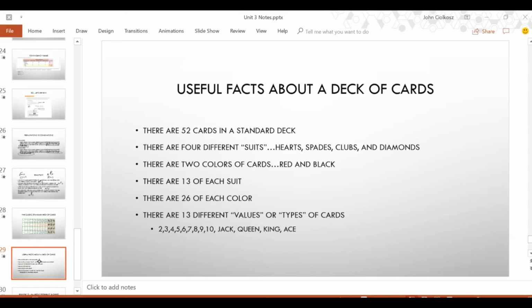There are 13 of each suit, those are the rows we talked about. There's 13 each row. There are 26 of each color, so that involves adding them, 13 and 13 makes 26, or you could do 13 times 2, it's the same thing. And there are 13 different values or types of cards. I listed those out, which you could see in the picture: the numbers 2 through 10 inclusive, Jack, Queen, King, and then the ace is the one with the A.